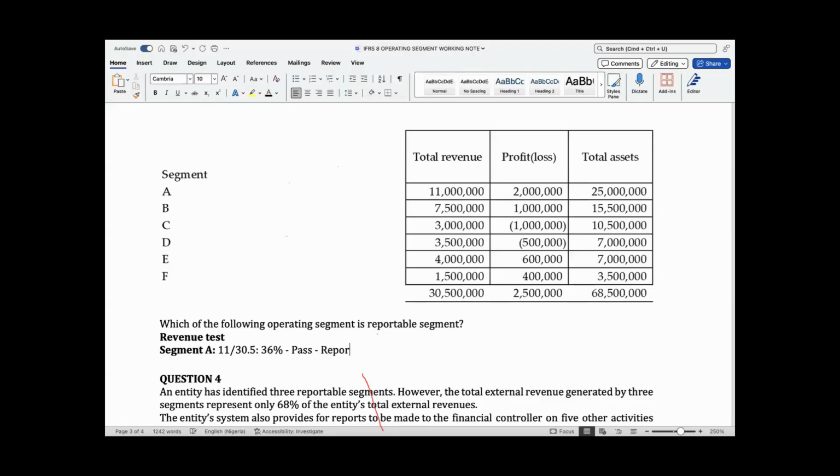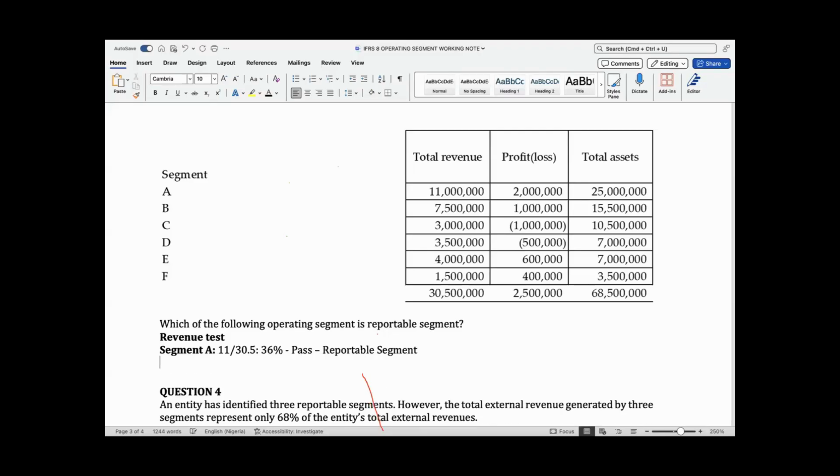This one automatically is a reportable segment. You just need to pass one. So I don't need to check the asset test for these other guys anymore for this particular segment A, because it has passed the revenue test. So it's a reportable segment. So let me do the asset test for segment B.